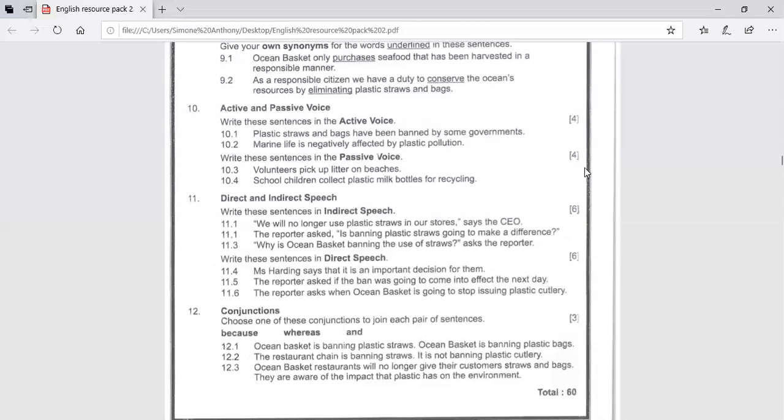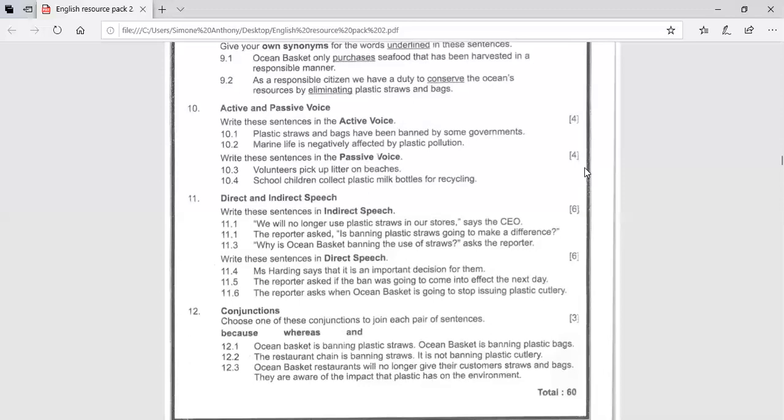Let's look at 11.6. The reporter asked why Ocean Basket is going to stop issuing plastic cutlery. The reporter asked, comma, when is Ocean Basket going to stop issuing plastic cutlery? Question mark, closed inverted commas. It's important to note here that when you have a question mark, you do not add a full stop, because the question mark acts as a full stop of that sentence.